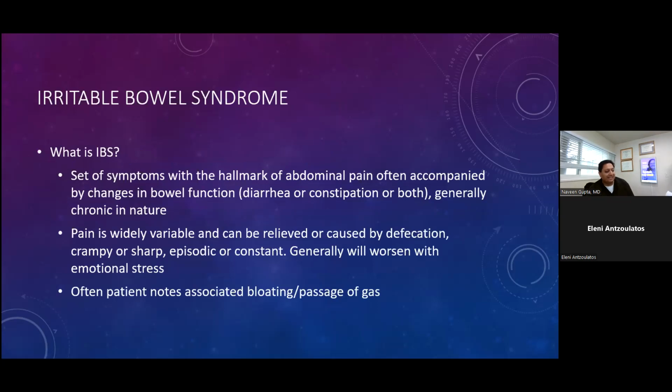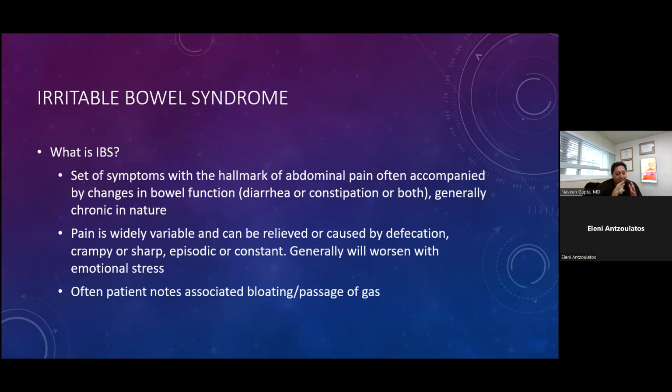So what is it? It's a set of symptoms, with the hallmark symptom, of course, being abdominal pain. There's also changes in bowel habits, whether it be diarrhea, constipation, or both. And it's generally chronic in nature. The pain itself can be widely variable. As I mentioned before, there'll be some people who talk about pain in the upper abdomen, lower abdomen, right, left side. It really doesn't matter.